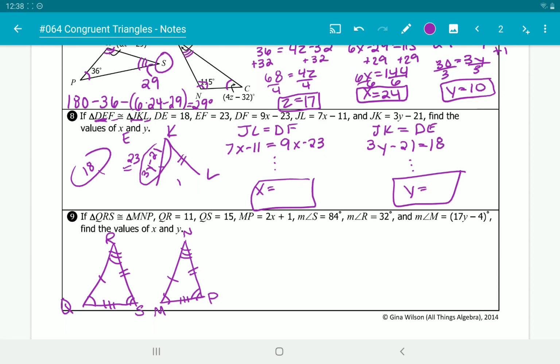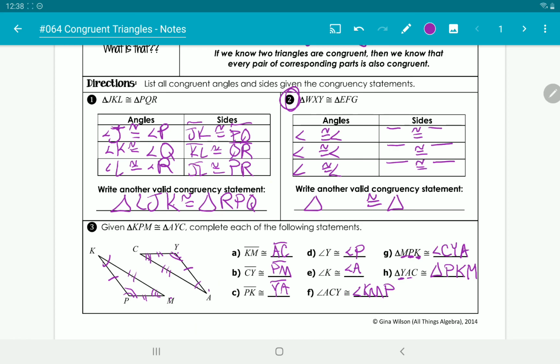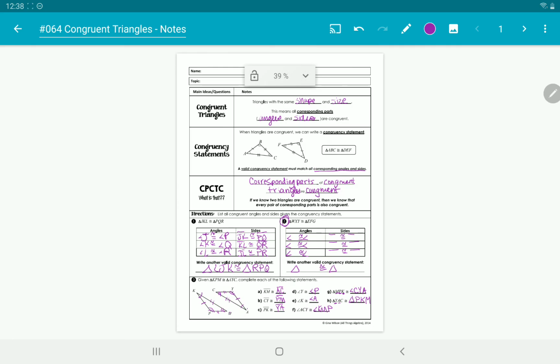Remember, anything with the same number of tick marks or angle marks can be put in the blanks whenever you've got these like this. Just blank equals blank. So go ahead and try and solve for the other ones. Let me know if you guys have any issues or questions on this. You guys have a great day, and I'll see you guys later.